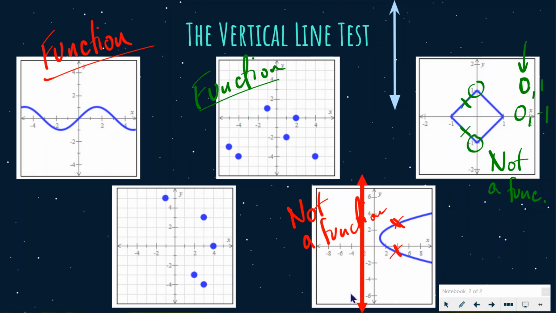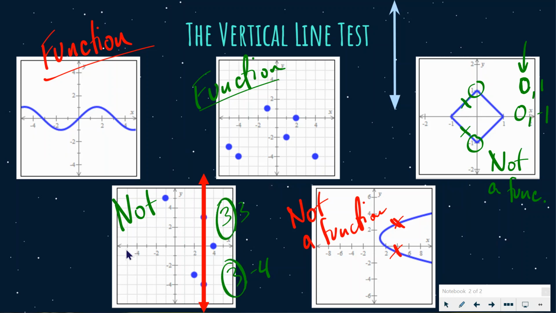And then one more. These are separate points. So again, I'm just going to count one at a time. That one. Actually, it seems like these two, that fails the vertical line test, which means that is not a function. Those both have an x value of 3. That's 3, 3. This one's 3, negative 4. They have a repeating x value, so that's not a function.